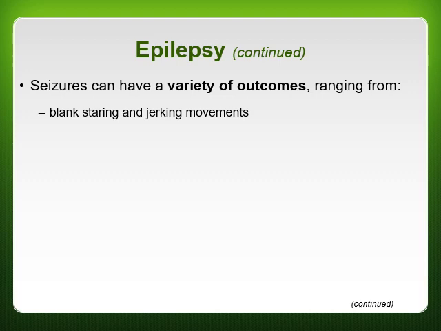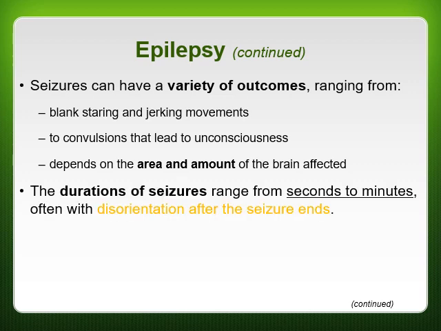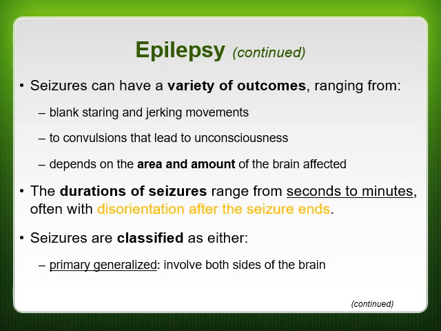Seizures are, if you've ever seen one in person or on TV, a lot of different outcomes, maybe some blank staring and jerking movements. Could lead to full-blown convulsions that lead to unconsciousness. It really depends on the area and the amount of the brain that's affected. The duration of seizures range from seconds to minutes, often with the disorientation after the seizure ends. They are classified as either primary generalized, which is involving both sides of the brain, or partial focal, and that's only going to affect one part of the brain.